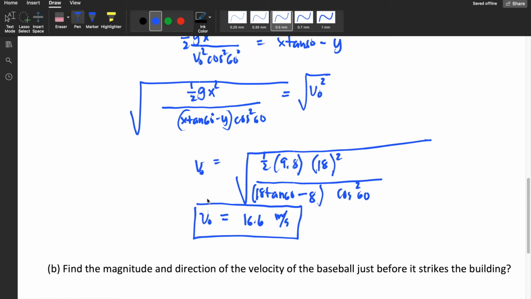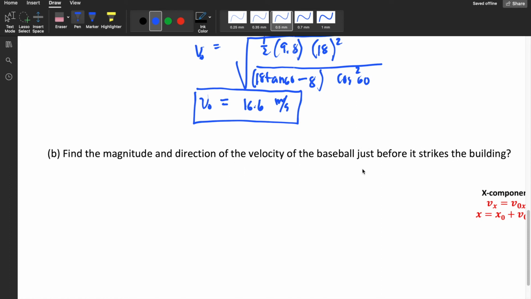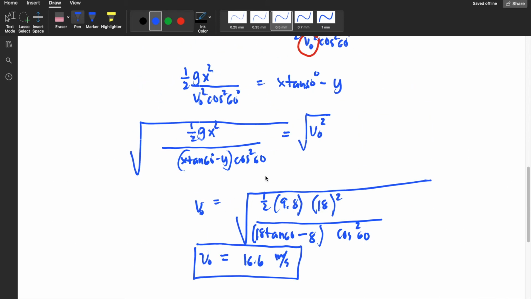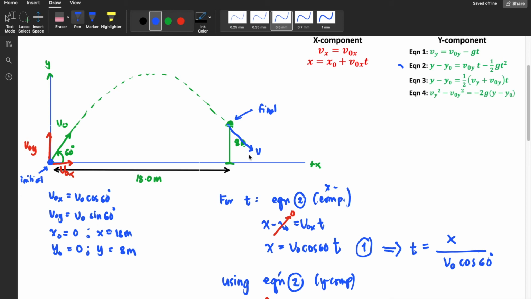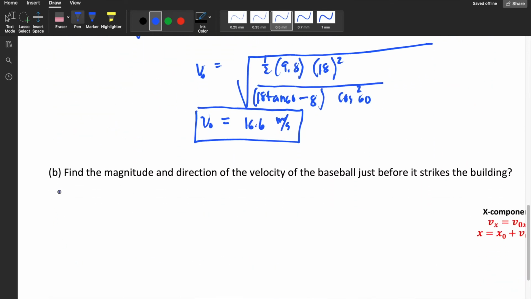Okay, so we have that answer there. So all we have to do next is find the magnitude and the direction of the velocity of the ball just before it strikes the building. So it's asking for the final velocity v here. Now we can solve for the values of V0x and V0y. All you have to do is substitute 16.6 cosine 60 and 16.6 sine 60. So the answers will be 8.3 meters per second, and the other one is simply 14.4 meters per second.